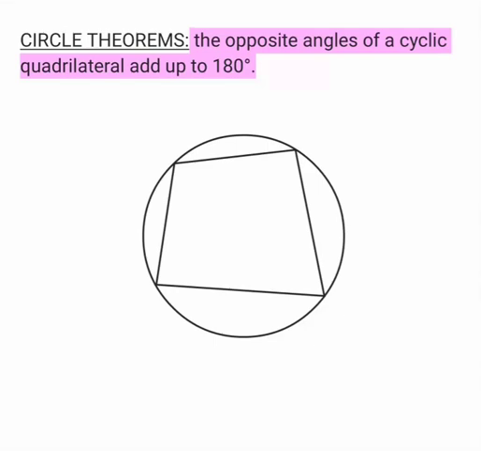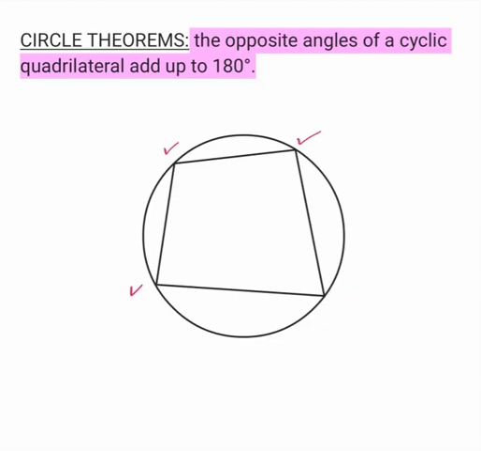Now, for this particular theorem to be true, we must have a quadrilateral, meaning a four-sided shape, completely circumscribed inside a circle. In other words, it's completely surrounded by a circle, so much so that the vertices, the corners of the quadrilateral, necessarily touch the circumference of the circle. That's what we call a cyclic quadrilateral. It's just a quadrilateral inside a circle.